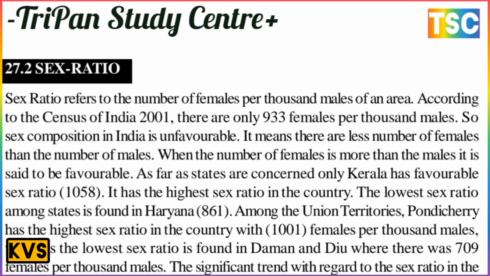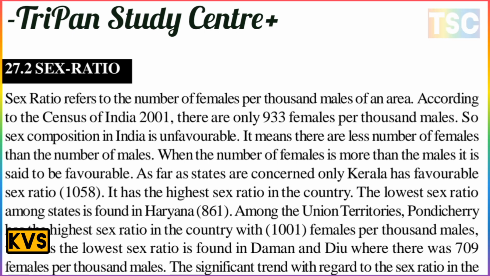According to the census of India 2001, there are only 933 females per thousand males. That is the most important point here. So the sex composition of India is unfavorable. It means there is a smaller number of females than the number of males.